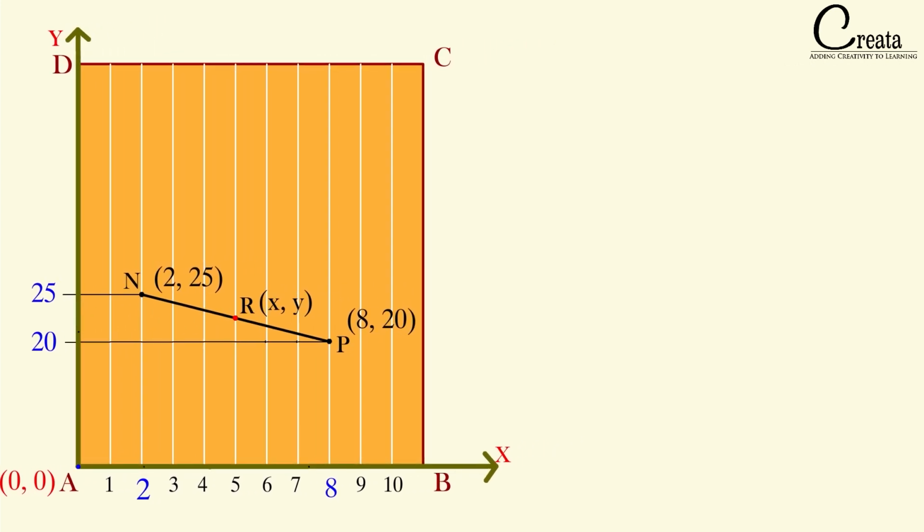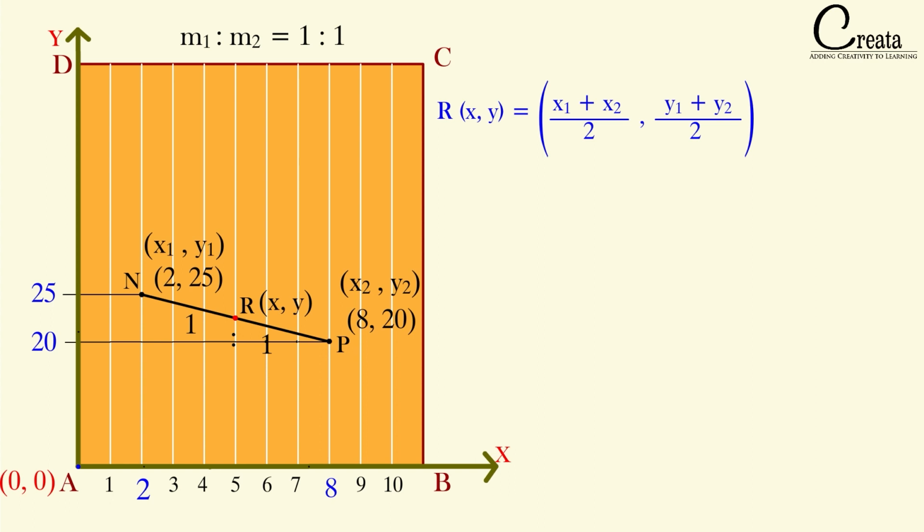We know the two endpoint coordinates as (x1, y1) and (x2, y2), and we also know the ratio, that is m1 is to m2 is 1 is to 1, because the point R is exactly at the midway. And we have to find (x, y), that is the coordinate of point R. We can simply apply the section formula of the midpoint. So this is the section formula. Let's put the values. We know all the inputs. Let's find the x coordinate.